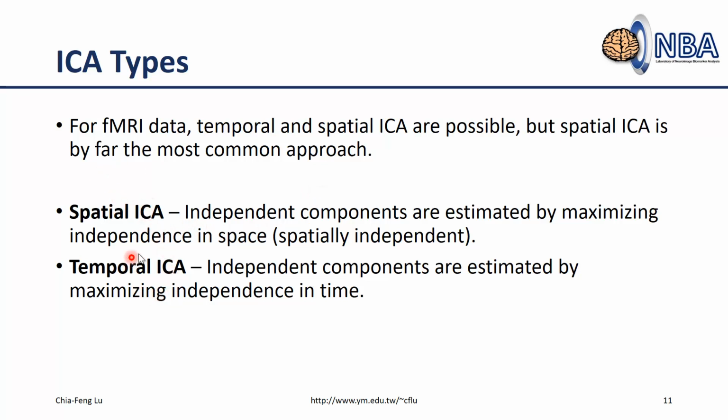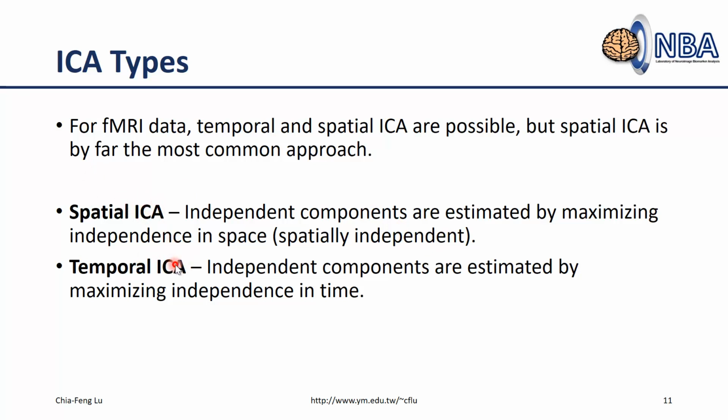However, the toolbox that we are going to use today, GIFT, also provides the possibility to perform temporal ICA for the fMRI data set, and you can try to compare the goals of these 2 different ICA types. The first one, spatial ICA, is trying to identify the independent components, or we say the brain networks, that have maximized independence in space. That means spatially independent or non-overlapping brain networks. This is what we call spatial ICA.